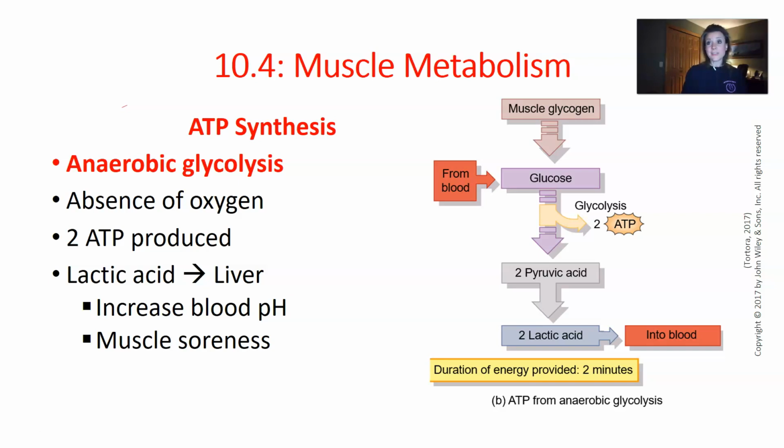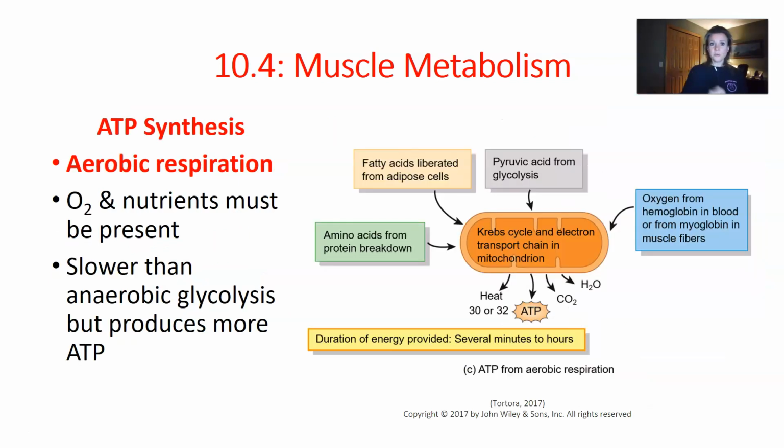And the last thing I want to say on this slide is that the duration of energy provided by anaerobic glycolysis is 2 minutes. So again, not a whole lot of ATP is being produced. So how are our muscle contractions supported? Here's how. Through aerobic respiration.